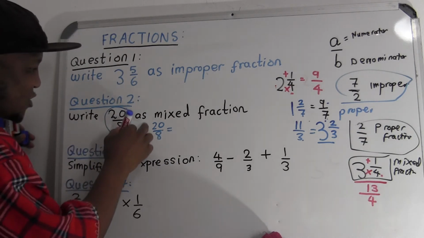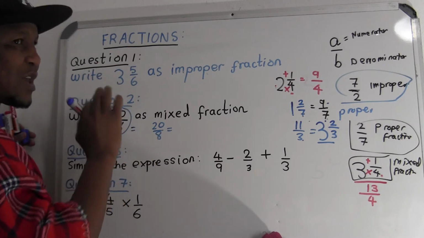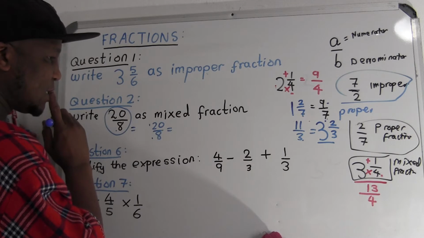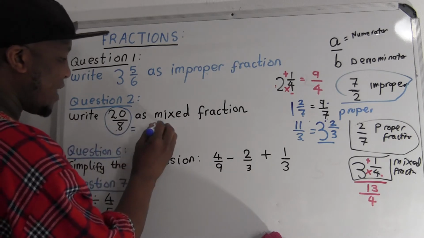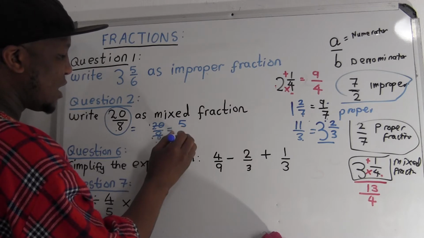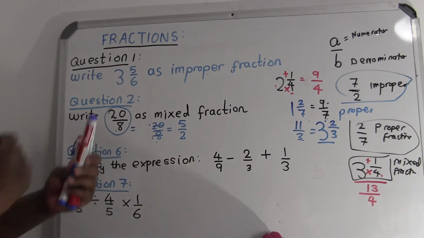Which number is common for both? Look, which number is common for 20 and 8? 4, because if I divide 20 by 4, I'm going to get 5. And how many 4s in 8? It's going to be only 2. So before you even start to change it, I can simplify it to 5 over 2.